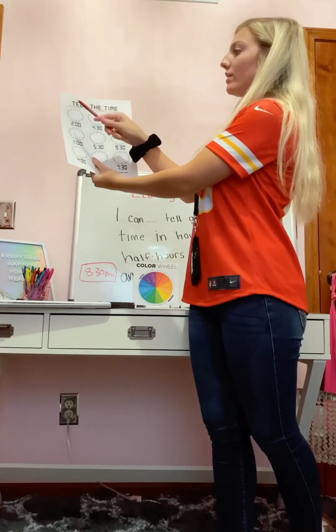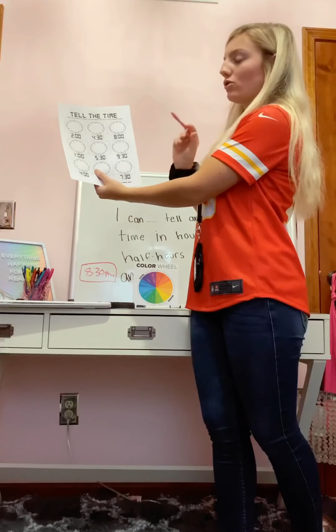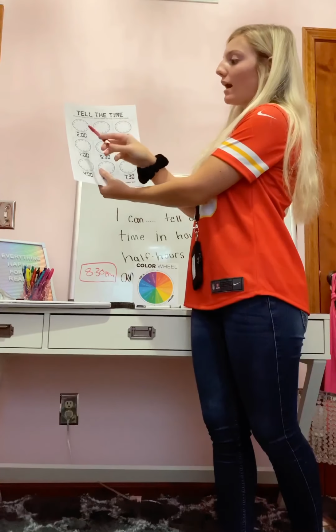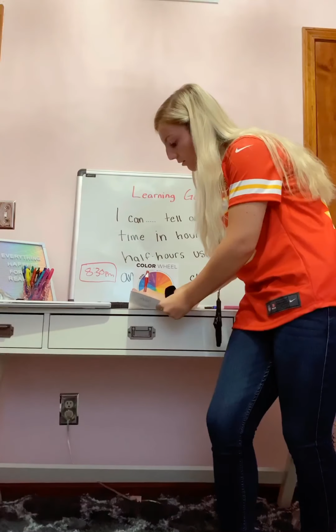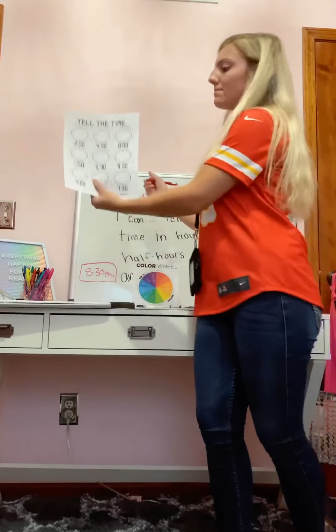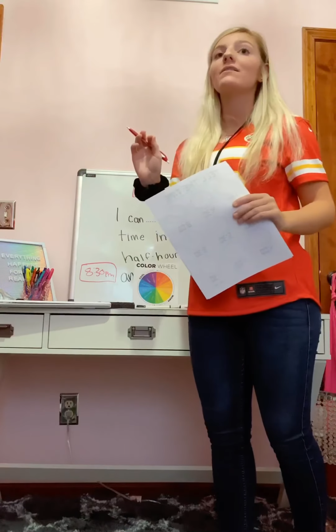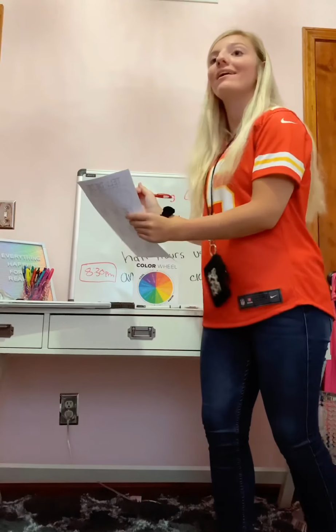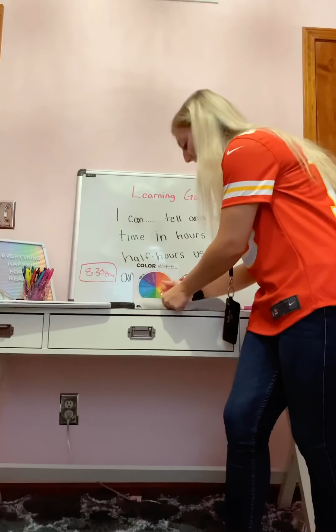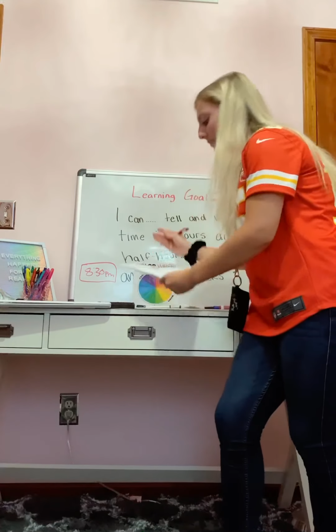So what you're going to do is draw the hands on each clock to match the time on the digital clock. So here we have 2 o'clock. So we're going to put our dot in the middle, just like that. And we're going to draw a what? A small hand or a big hand? Or a short hand or a long hand? Short hand first, pointing to the what number? 2. Exactly.